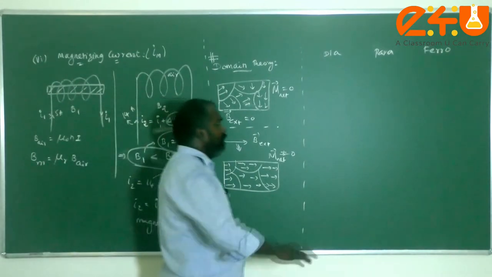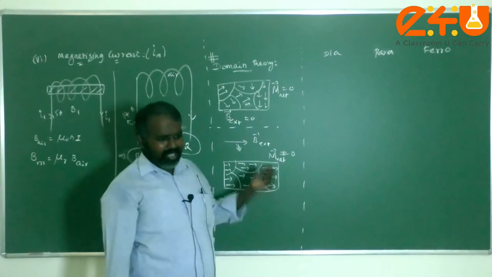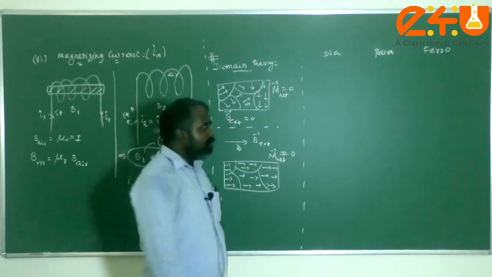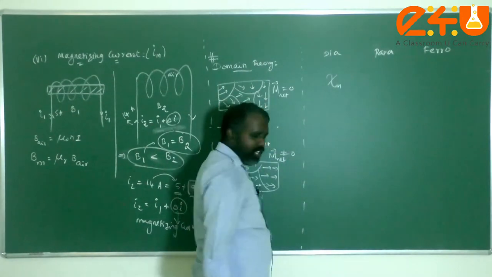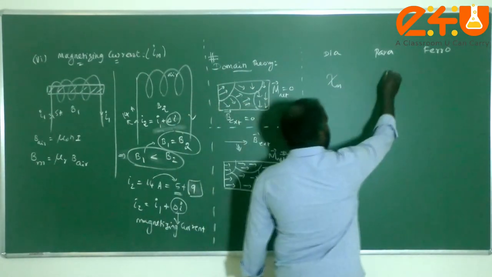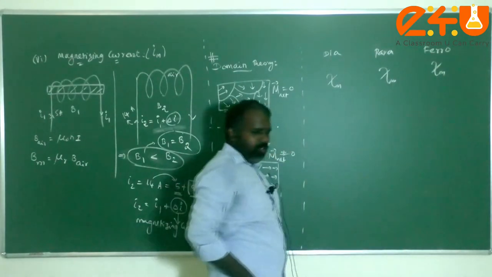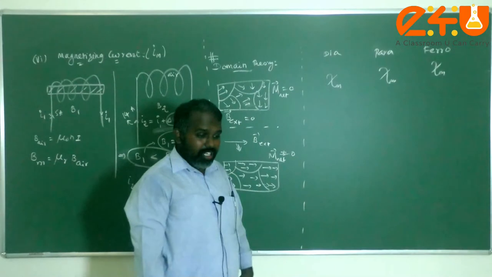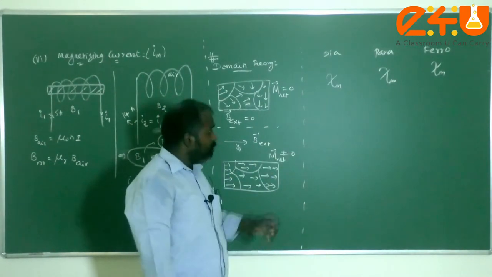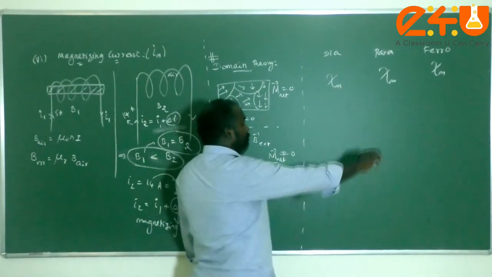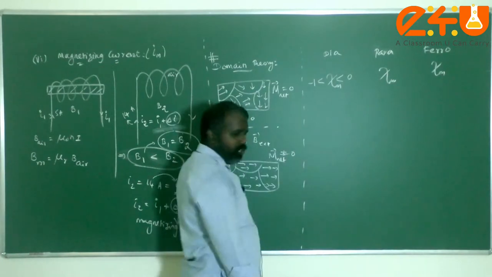Generally, the characteristics of the material depend on certain parameters that we defined just now. The first one is called magnetic susceptibility, chi m. Depending on this value, some materials may have a higher susceptibility value, some may have a lesser value. Depending on that, we can classify them. In the case of diamagnetic material, this lies between minus 1 and 0.